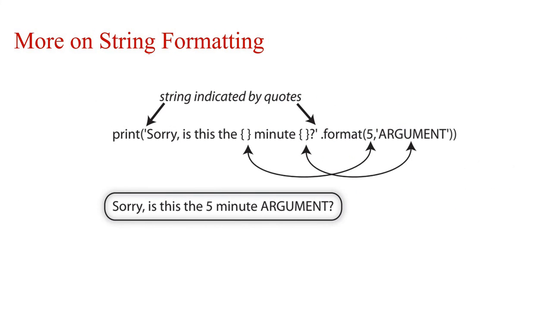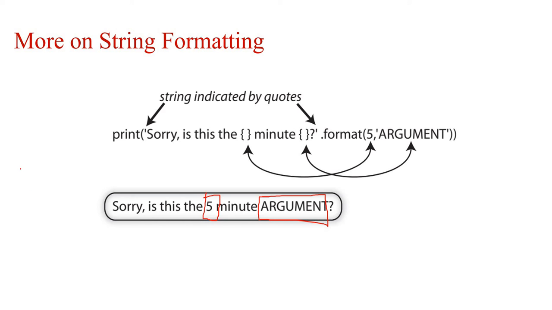Okay. Now, let's talk more about string formatting. We've talked about the format method, right? And we've talked about how when you have these empty curly braces, Python is going to replace them with whatever appears in the parentheses of the format statement, right? So 5 is going to be placed over here, and then the argument, which is a string, is going to be placed over here. So this is what you get.